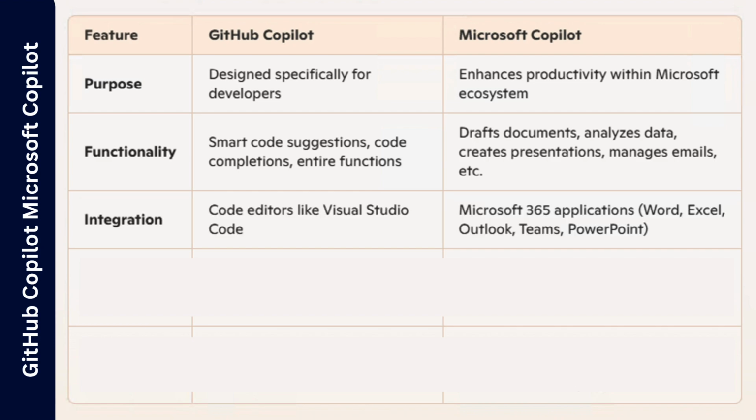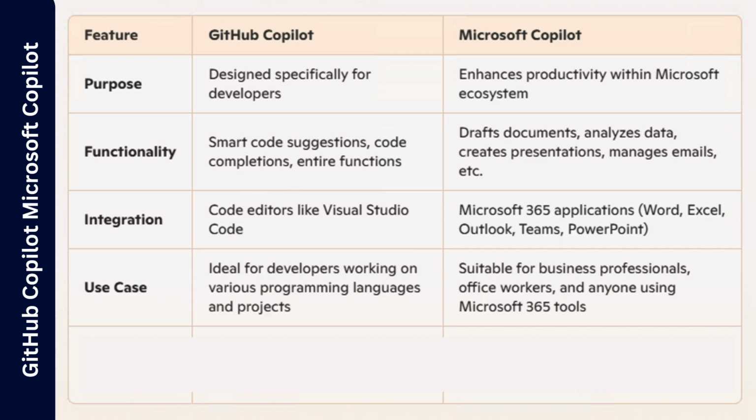Integration: GitHub Copilot integrates seamlessly with popular code editors like Visual Studio Code, making it an invaluable tool for developers. Meanwhile, Microsoft Copilot is integrated across Microsoft 365 applications such as Word, Excel, Outlook, Teams, and PowerPoint to support a wide range of productivity tasks.